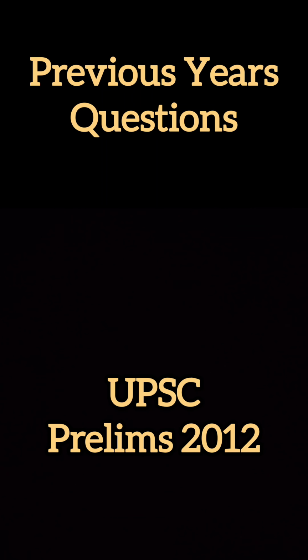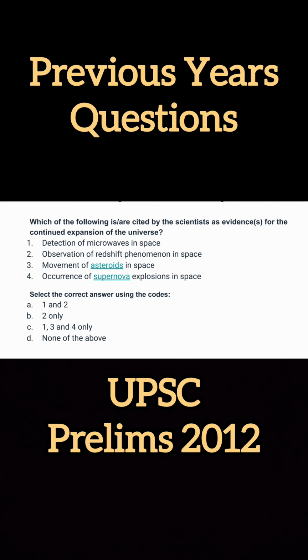Which of the following is or are cited by scientists as evidence for the continuous expansion of the universe? The options were: first, detection of microwaves in space. That's correct. We have studied this. Second, observation of redshift phenomena in space. Yes, that's also a proof. We have studied it. Third, movement of asteroids in space.